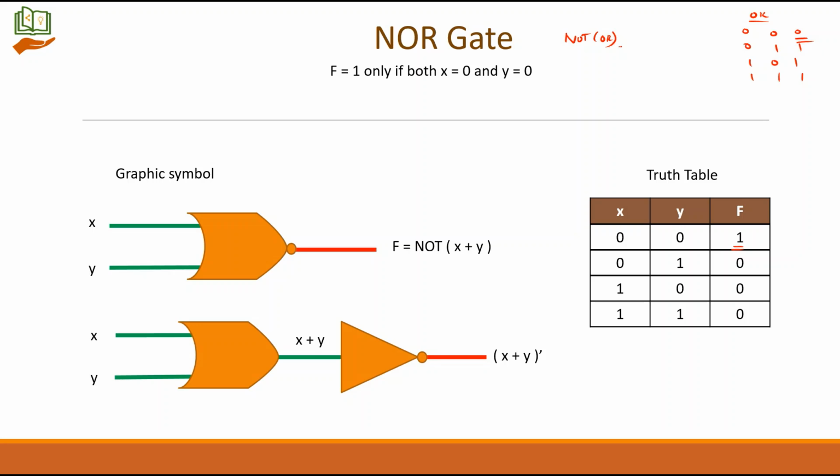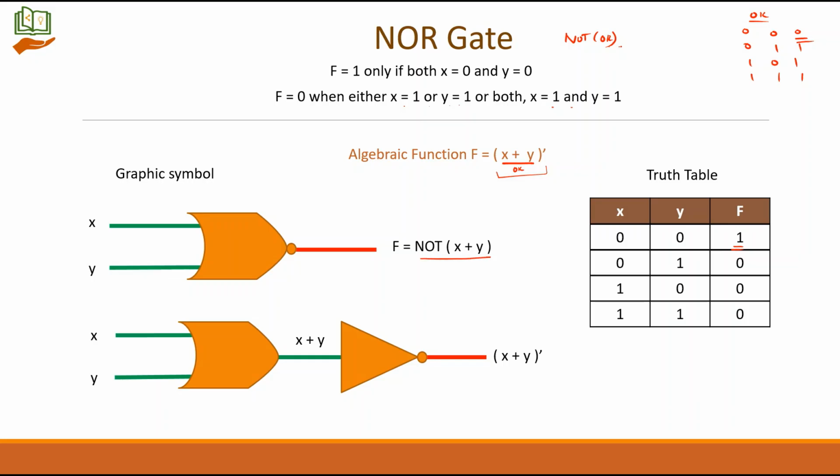F is equal to 1 only if both x is equal to 0 and y is equal to 0. F is equal to 0 when either of the values is going to have 1 or when both of the values will be 1. The algebraic function is given by x plus y the whole complement or the whole negation. This is the OR operation and this is the NOT operation. That is what it is mentioned as NOT of x plus y.